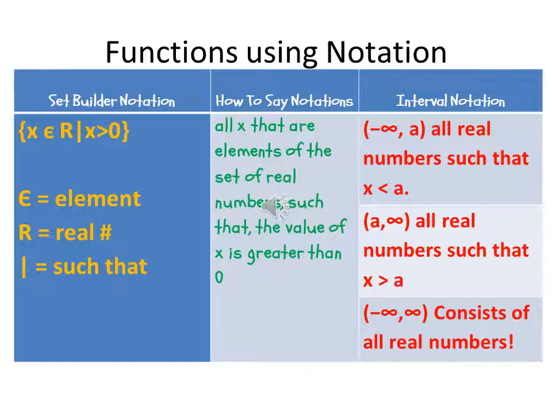So let's pay attention to the set builder notation that is above elements. And if we look directly to the right of it, we can see how to say the notation. The way that we would interpret this set builder notation, we would state it as all x that are elements of the set of real numbers such that the value of x is greater than 0.